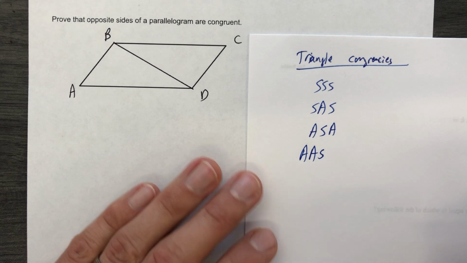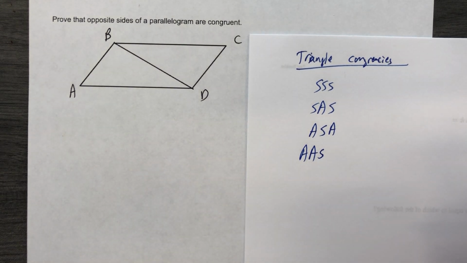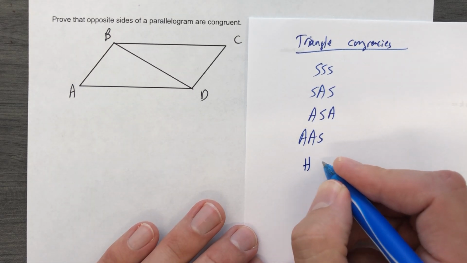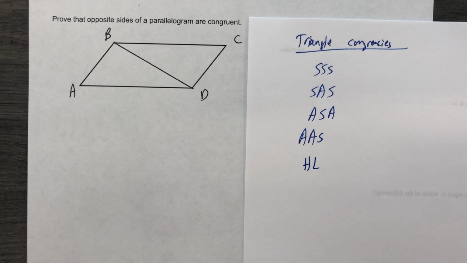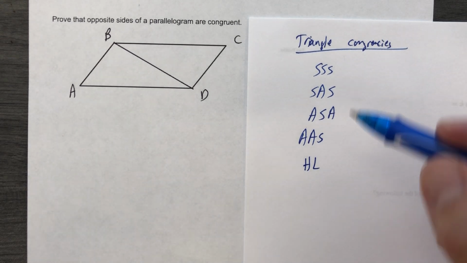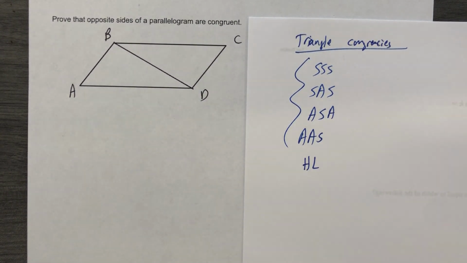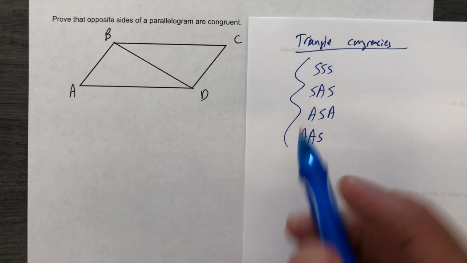And the obvious one that spells a word you shouldn't say is not going to work. It isn't. However, it does work if you are dealing with a right triangle. That would be a hypotenuse leg. But that's technically a side angle side issue because your right angle would be in between them. So those are our options. We're not going to deal with hypotenuse leg. And I'm going to try to get two triangles equal to each other using one of these things.